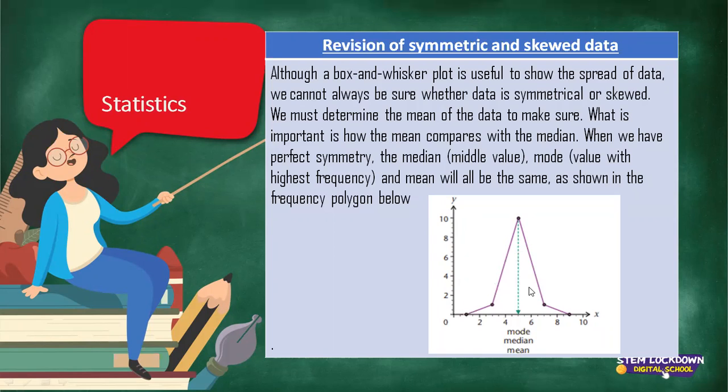So data represented like this is symmetrical. When the calculated mean, the median, and the mode are the same value, then the data is symmetrical, meaning there is no spread on either side. Symmetrical data is represented like this. So when is the data skewed? Let's see next.